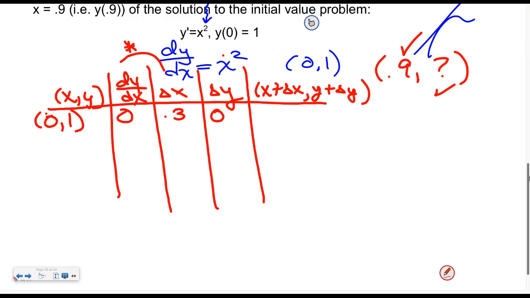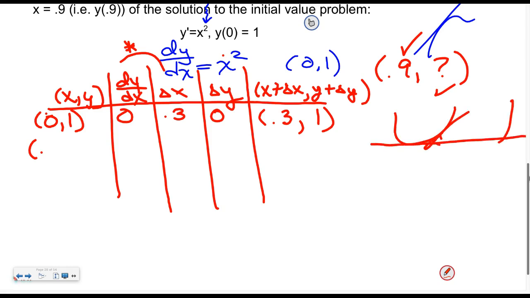So where am I when I'm done with that first step? I will have moved over 0.3, so I'll be at 0 plus 0.3, but I won't have moved up at all. Now what do I do? I stop, and I say, don't keep walking like that. If this is the parabola, what I'm saying is stop. Don't keep going like that. Tweak it, right? That's really what I'm going to do right now. So I'm at (0.3, 1), and I have a new dy/dx. How do I find it?